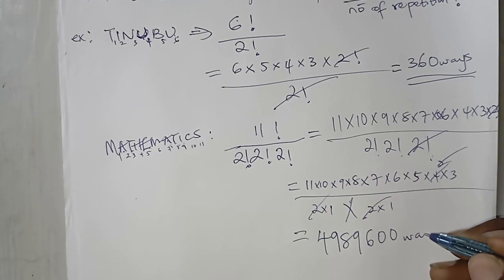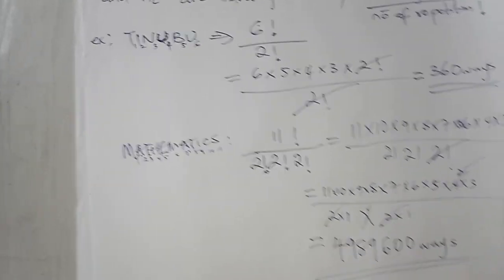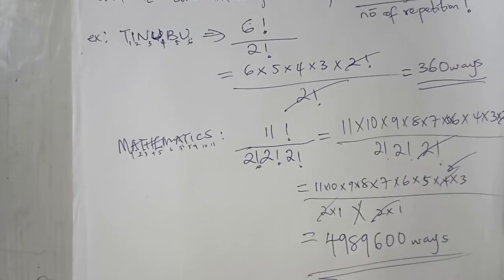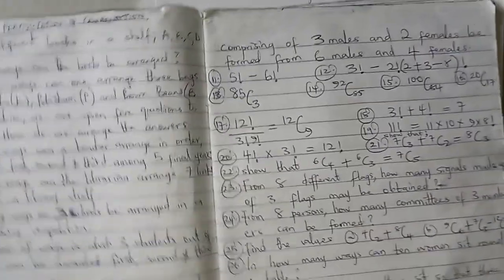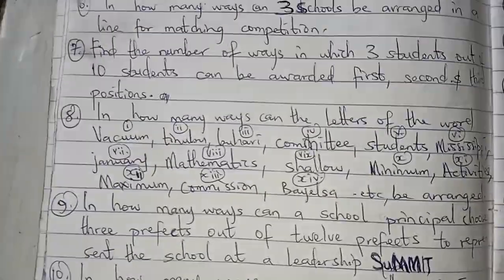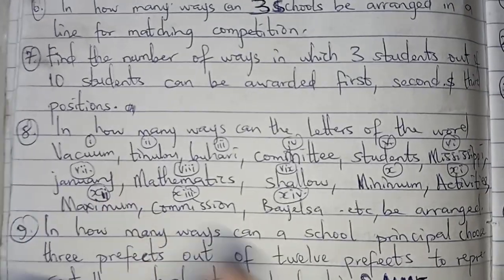4,989,600 ways. Oh Lord. So that is for permutation of identical objects. So let's take a perfect example. Please, these are your own assignments. These are assignments you're solving for me.